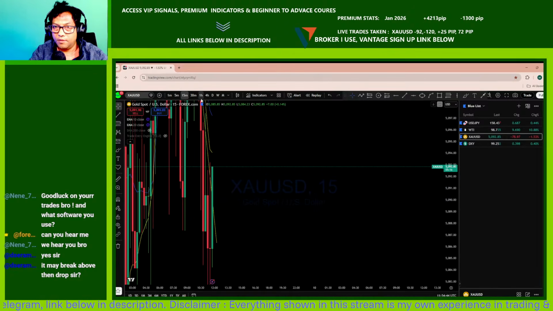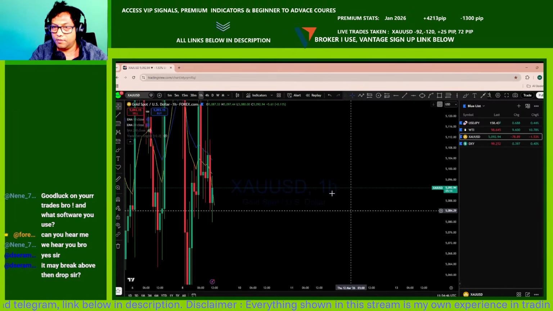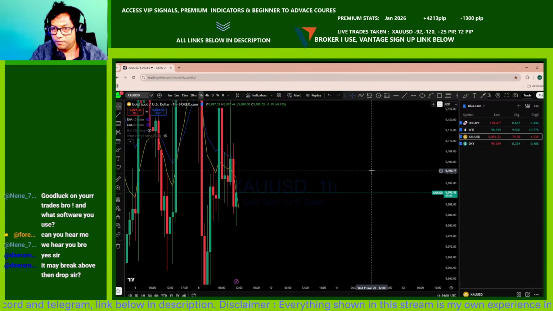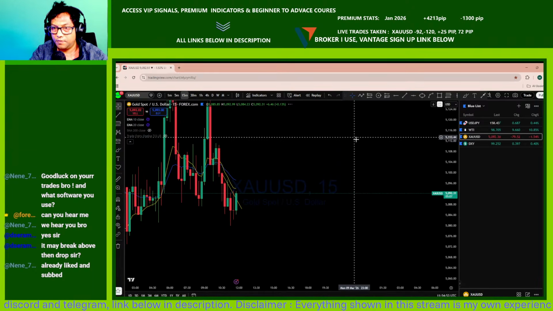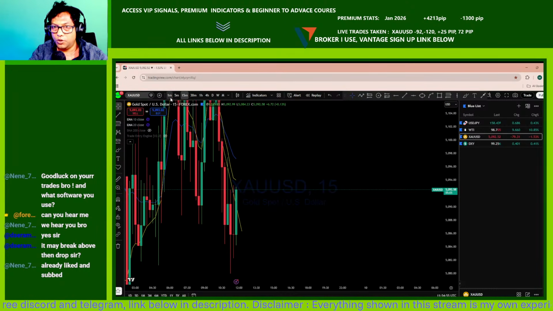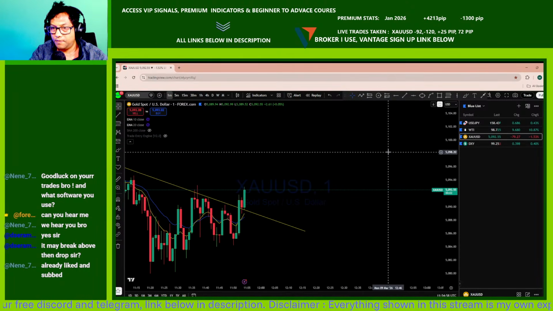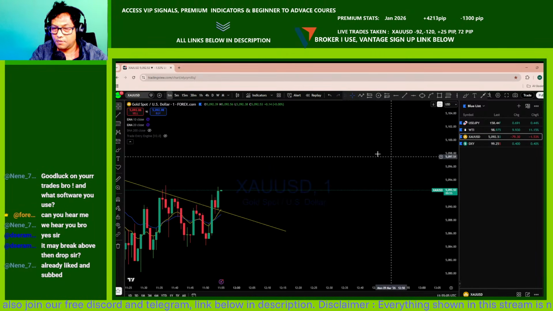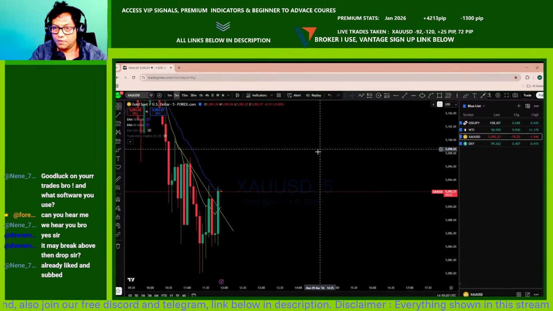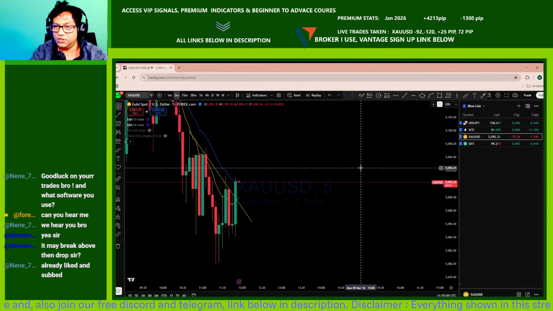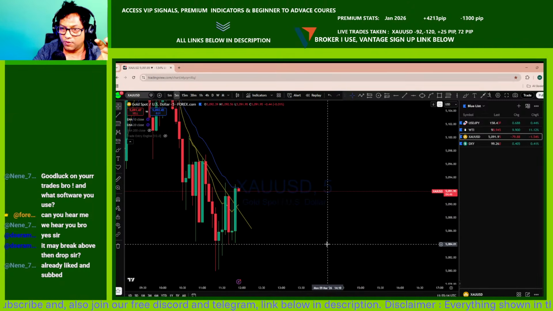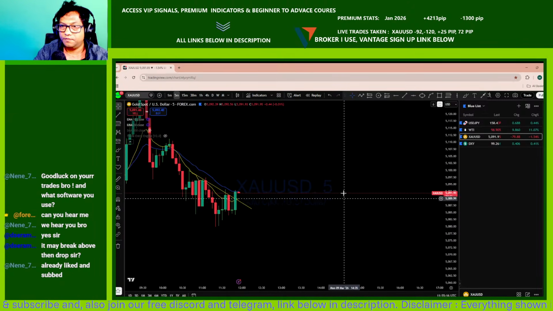And what we can see from this resistance line, the market may, we see there is a back-to-back two rejection of this level.